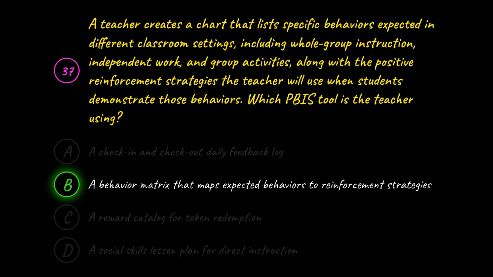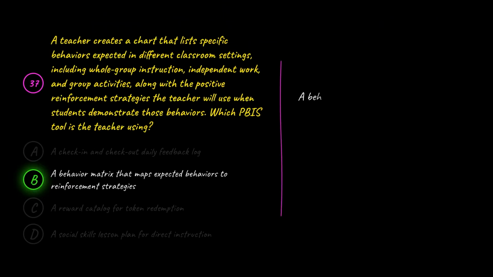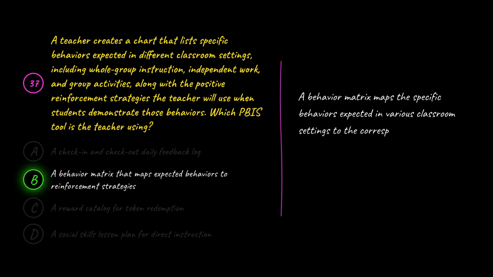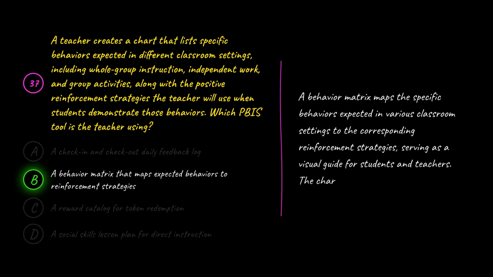The correct answer is B, a behavior matrix that maps expected behaviors to reinforcement strategies. B is correct because a behavior matrix maps the specific behaviors expected in various classroom settings to the corresponding reinforcement strategies, serving as a visual guide for students and teachers. The chart described matches the definition directly.